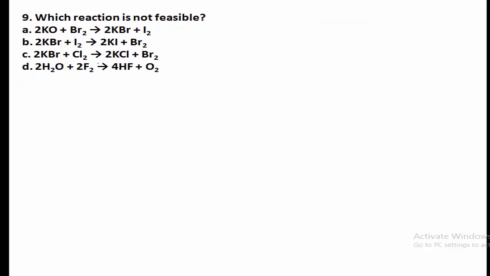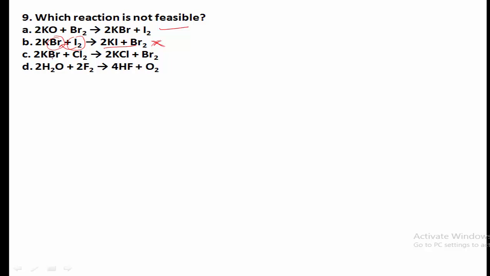Ninth one, which of the reactions is not feasible? KI plus Br2 gives 2KBr plus I2, it is feasible. 2KBr plus I2 gives 2KI plus Br2. See here, I2 is less reactive and Br is more reactive, hence I2 cannot replace Br since it is less reactive, and hence this reaction is not possible. So it is not feasible.